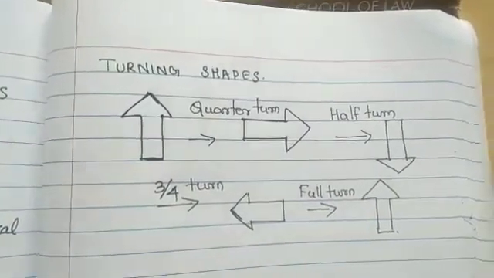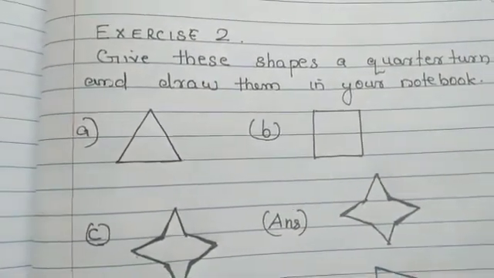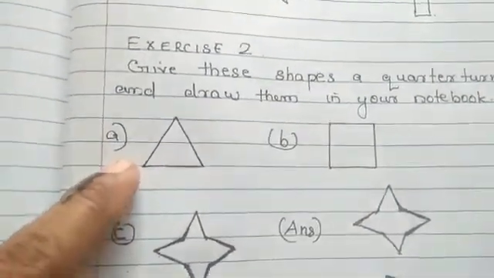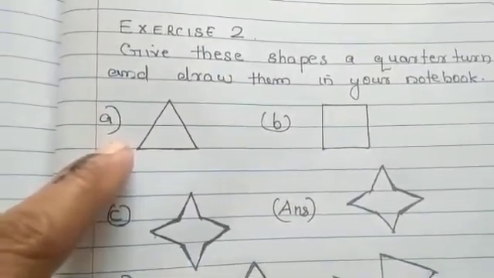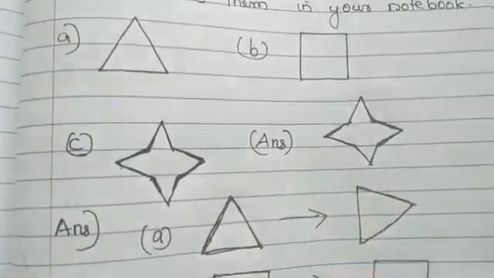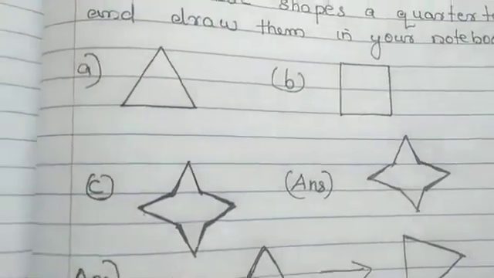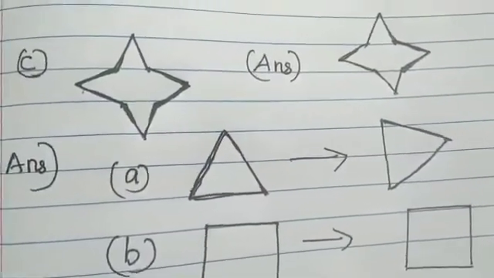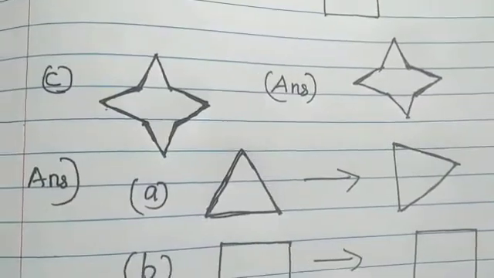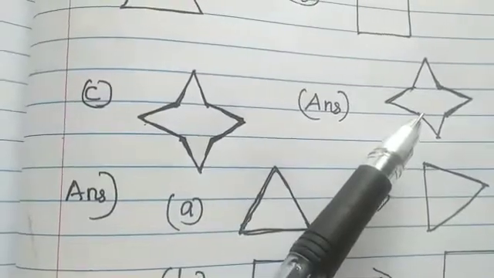We can do exercise 2. Question is, give these shapes a quarter turn and draw them in your notebook. First one is a triangle. How can we turn this a quarter? Then you will get it like this. This base will become here. Then next one is a square. Square, if you give a half turn or quarter turn, you will get the same square itself. This figure you will get like this if you are turning a quarter.